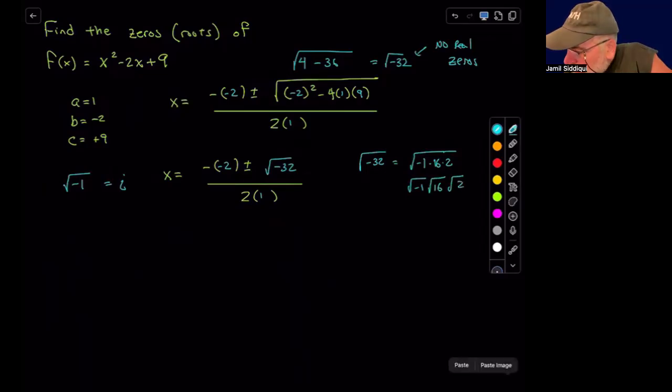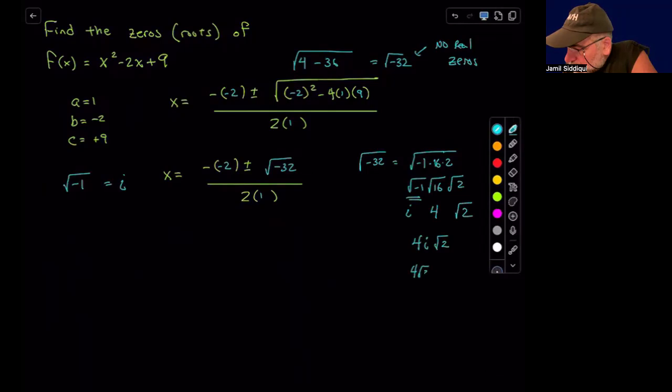And now what do we get? Well, the square root of 16 is 4. The square root of 2 cannot be simplified, so we have to leave it. And now the square root of negative 1. This is where we're going to get our i, because the square root of negative 1 is i. The way we typically like to write that is 4i square root of 2 or 4 root 2 i. But if you write it this way, you've got to be really careful. You've got to make sure the i doesn't look like it's inside the square root.